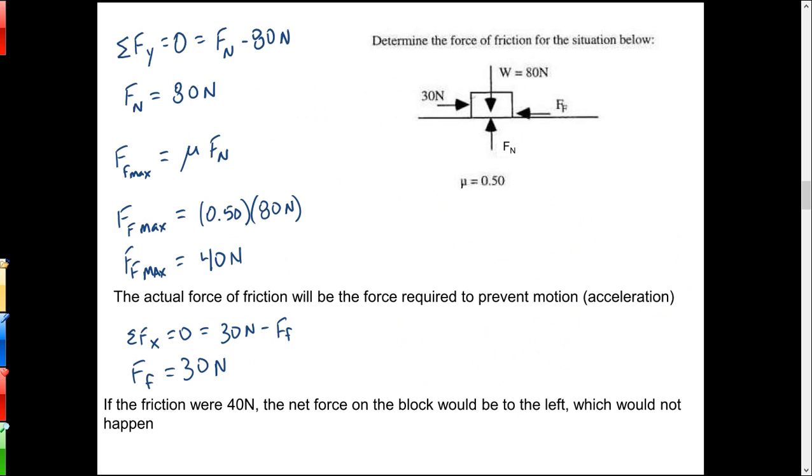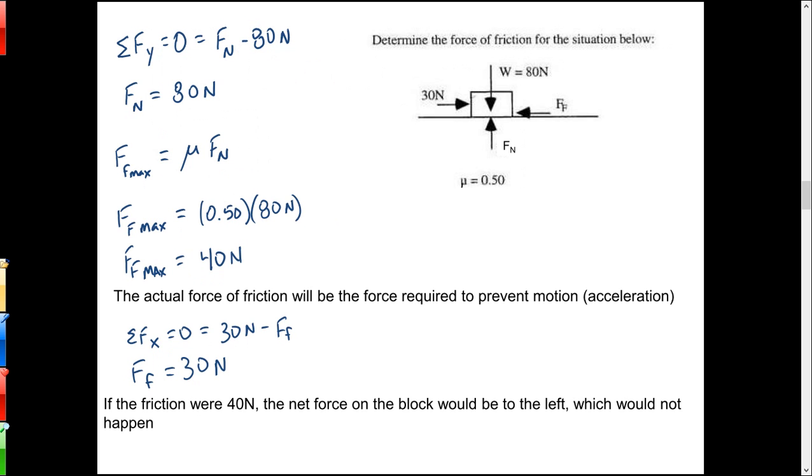So the friction could go as high as 40, but it doesn't need to. It only has to go up to 30. And this will come into play later in the class. We'll deal with some of this where you have to be a little careful about how you use friction. You just can't always assume it equals mu Fn. That can get you into trouble sometimes. So it just reacts, is what it does. We good with that?